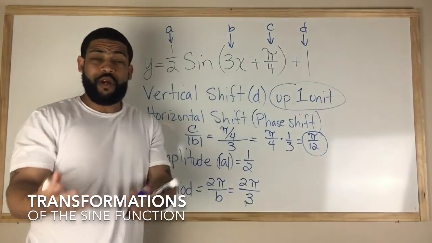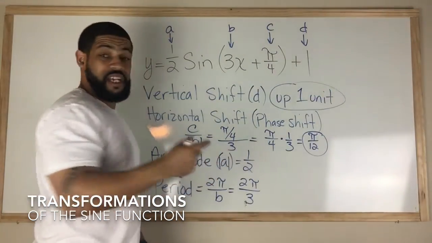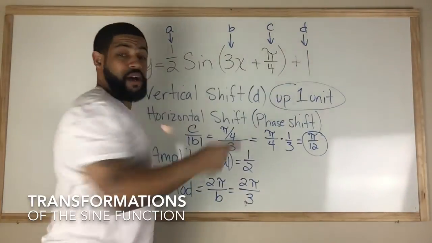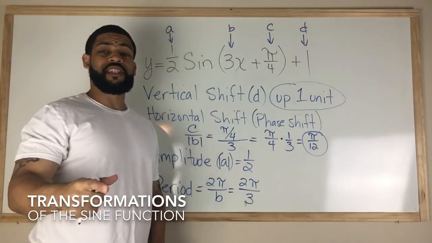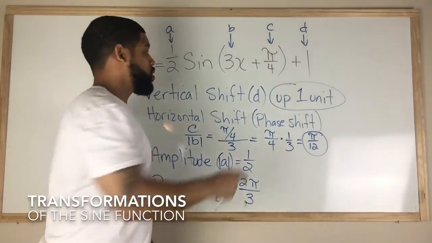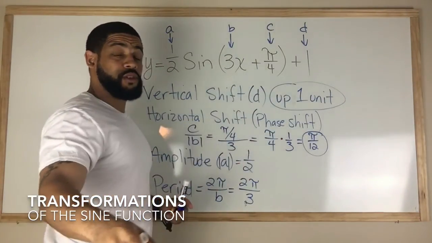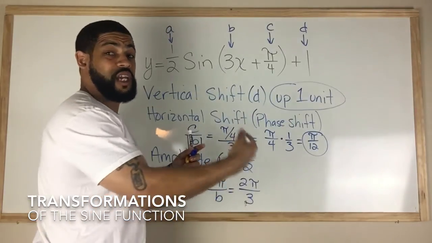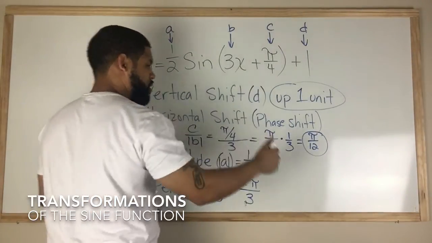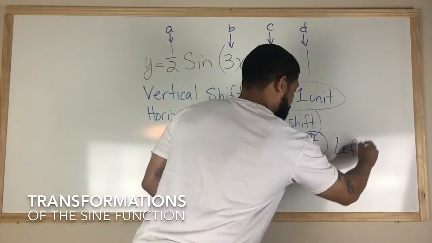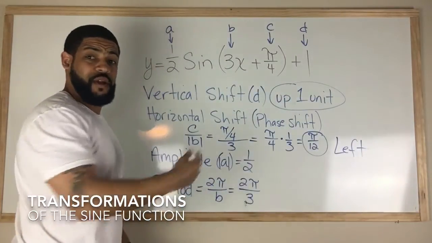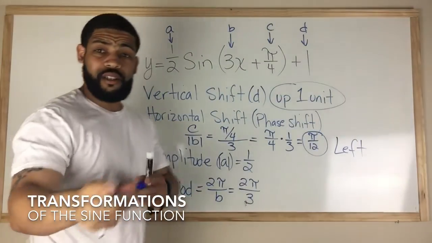Now we need to have a direction. In this case, the phase shift is plus pi over 4, but the phase shift is actually the opposite of the sign. Typically when we go in the positive direction, we go to the right. But whenever we're talking about phase shift, we need to go the opposite direction. So since this is plus, this is going to be to the left. So this graph is going to shift pi over 12 units to the left.